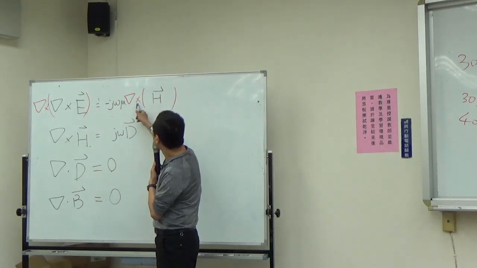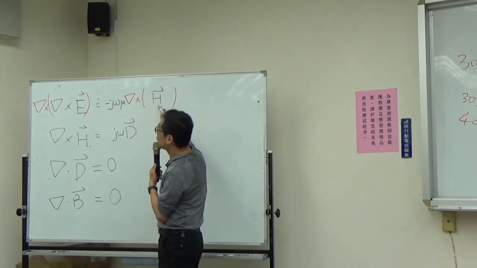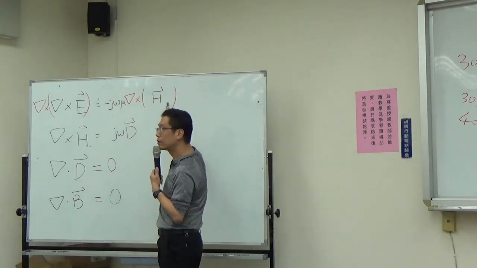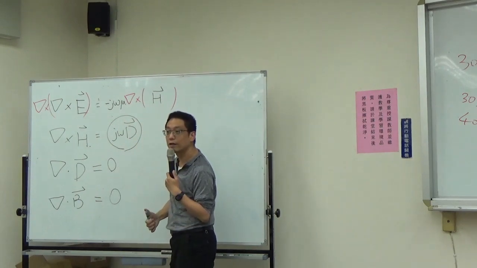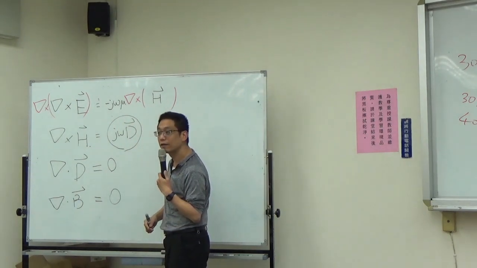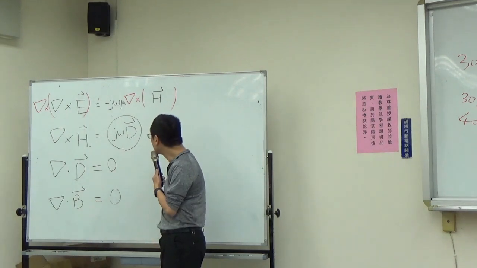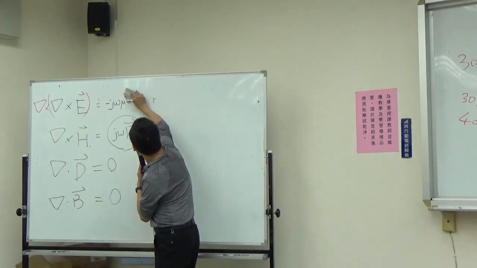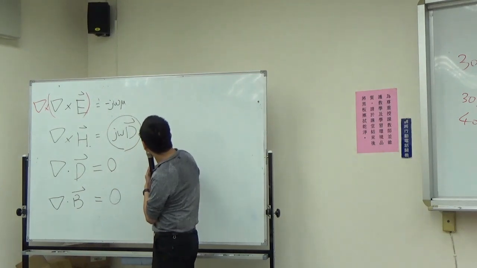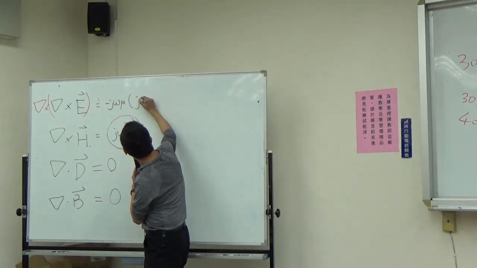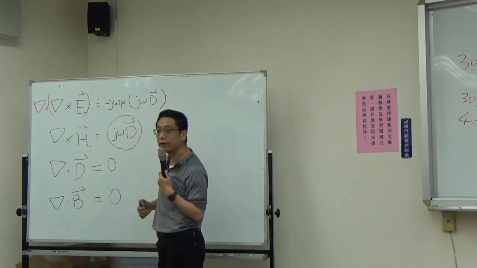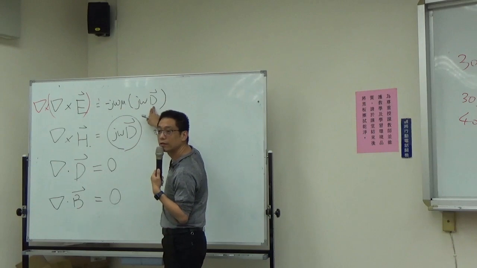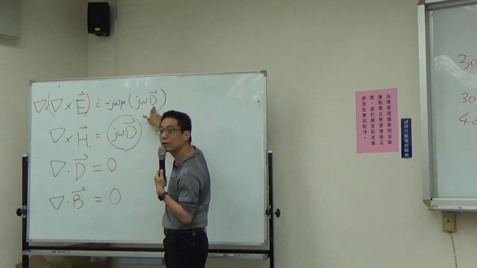What is the curl H? Curl H equals J plus dD, right? I'm slow enough. So j omega D. Okay? What is D? D is epsilon E.